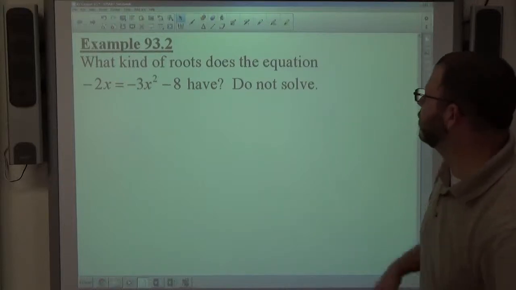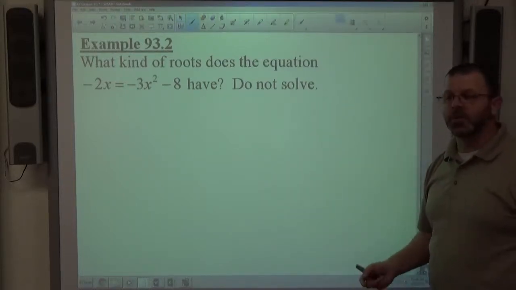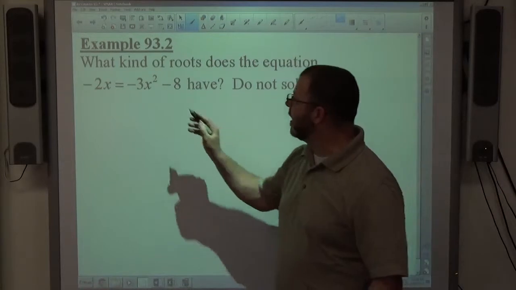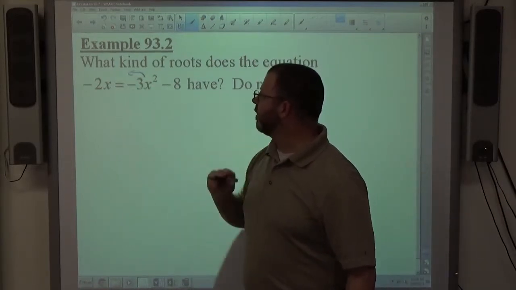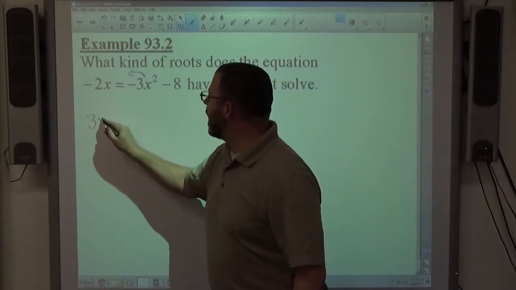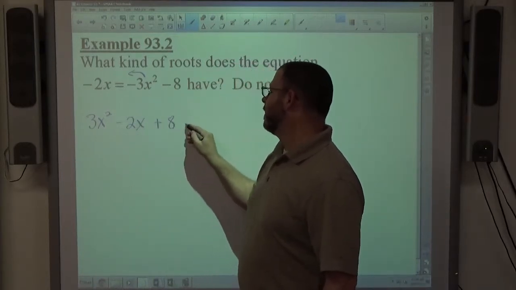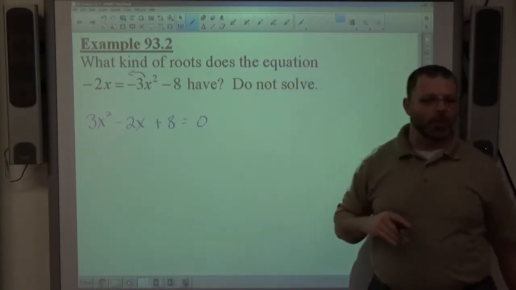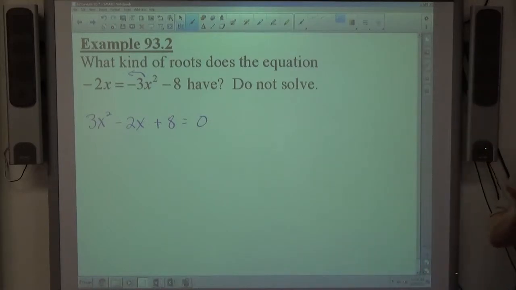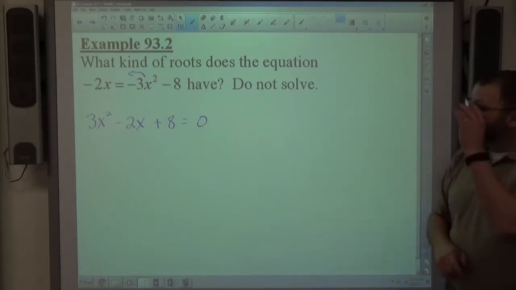Example 2, what kind of roots does this equation have? Once again, it does not equal 0, so begin by making that happen. I like my x squared positive, so I'm going to move that to the left. So 3x squared becomes positive, 2x stays where it's at, stays negative, 8 moves over, becomes positive, equals 0. So again, job 1, get descending order equal to 0, get that good structure for a quadratic function.